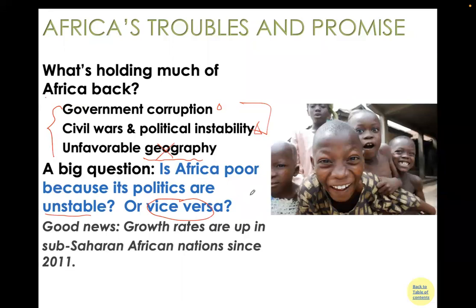So Africa, not only are they poor, they are also suffering from starvation, right? So these are really, really difficult questions. But nevertheless, there's some small good news. The growth rate has been ticking up in these sub-Saharan African nations since 2011. Okay, so there's some good news, but we will see.